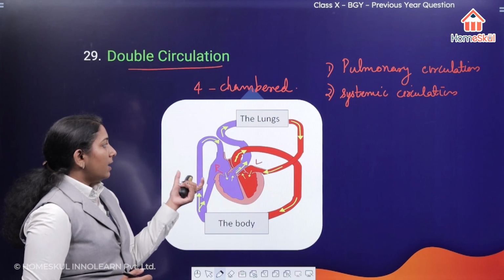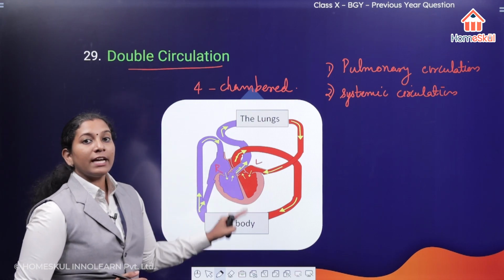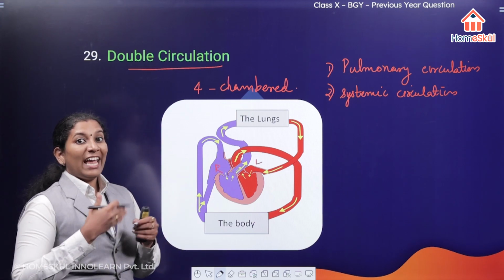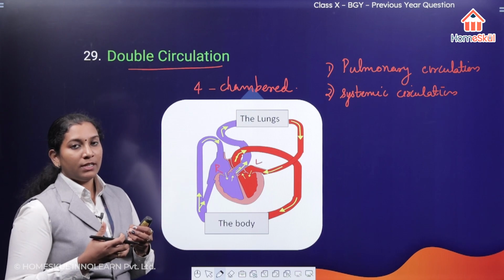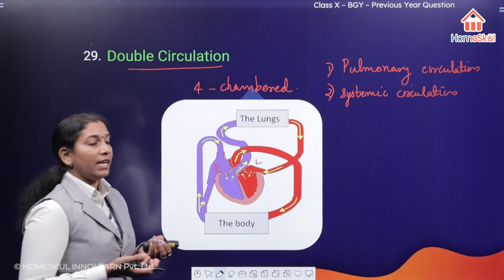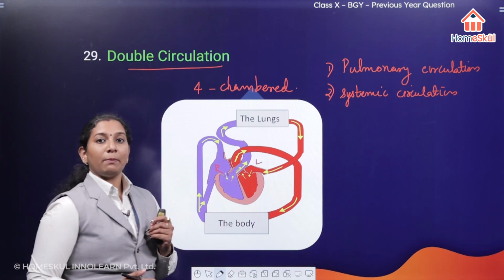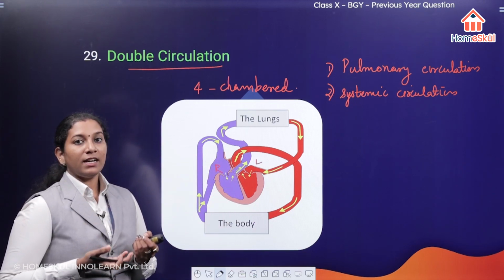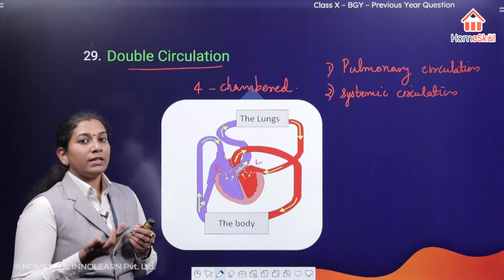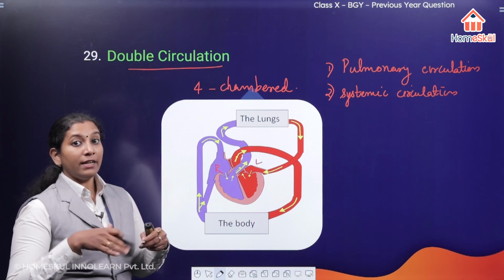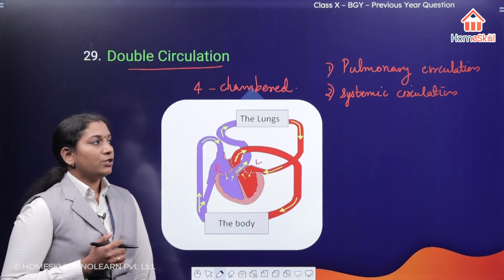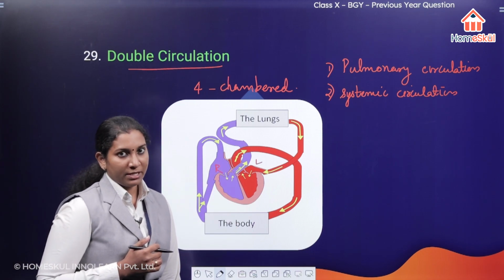And by separating the right and left side of the heart, what is the use of that separation? We have to efficiently transport the oxygen to our body cells. The oxygen transportation is very efficient when we have this kind of separation. And human beings, we know that we have to maintain a body temperature, right? For maintaining that body temperature, we need a lot of energy. That energy will be given by this process. So that is the necessity for this double circulation.